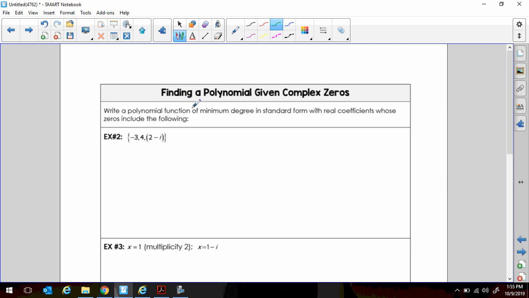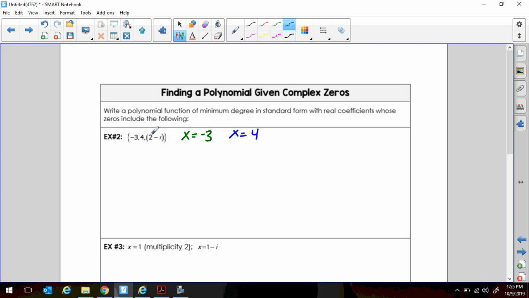Write a polynomial function of minimum degree in standard form with real coefficients, which include zeros of the following. Alrighty. So I know that x minus 3 is an answer. Then I'm going to write it out. x equals negative 3. Okay? x equals 4.